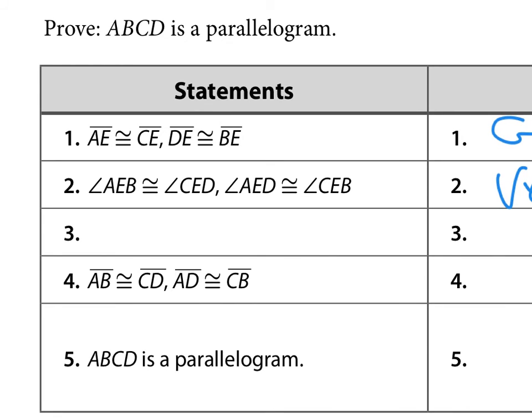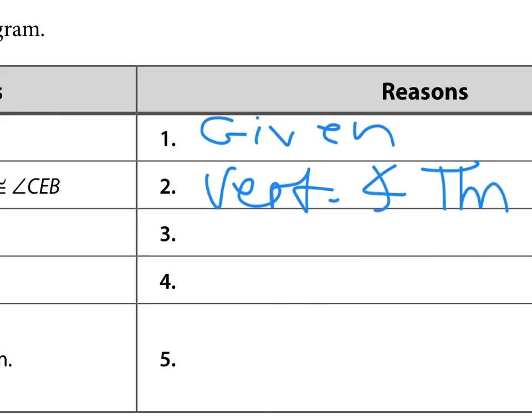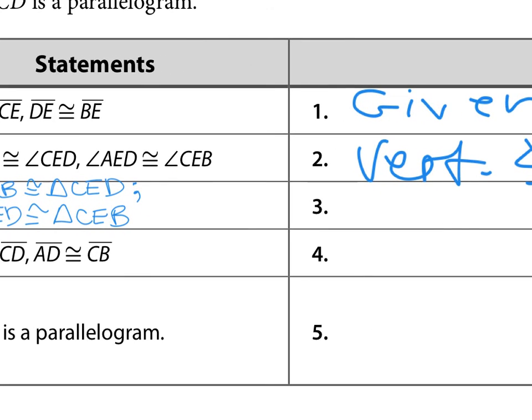So for number 3, we have that triangle AEB, that's the top triangle, is congruent to triangle CED, the bottom triangle, and then we also have that triangle AED and triangle BEC, or CEB actually, in corresponding order, are going to be congruent. Those two congruence statements, hopefully you can see, are going to be true. Looking at the diagram again, side angle side is going to be our reason. So for number 3, we want to put the side angle side theorem.